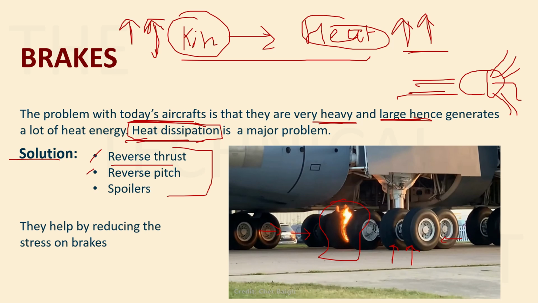And then you have reverse pitch. You're changing the pitch of the propeller in a way that it creates thrust in the opposite direction, similar to a reverse thrust. And then you have spoilers. So what do spoilers do? They spoil the lift on the wing.